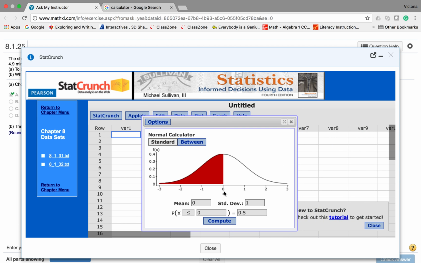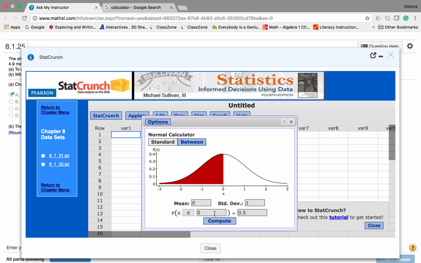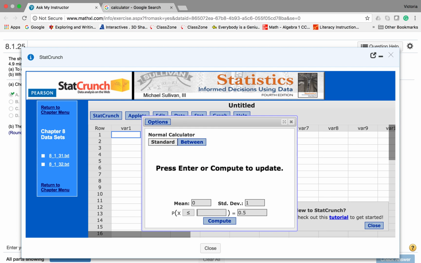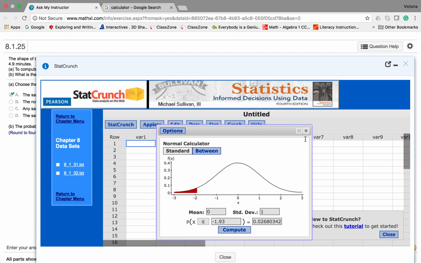We want to change the z-score to the value that we need. And again, let me go back here. I should really write things down. It's about negative 1.93. So I'm going to put negative 1.93 here and press enter. As you can see, it's giving me a probability. So it's 0.0268 approximately. Let me see what they wanted me to round to here.